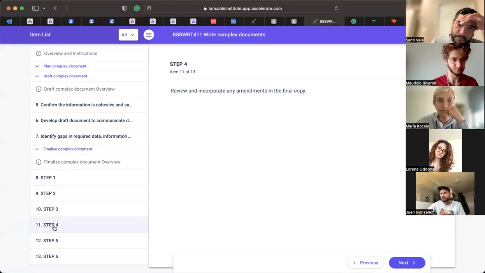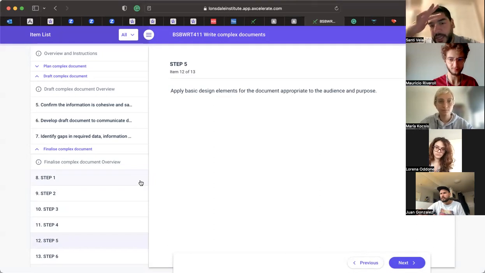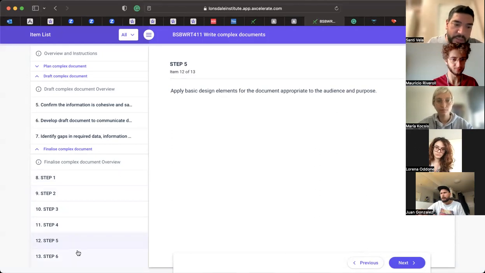Step number 4, you need to review and make the corrections and the amendments before you have the final copy. Step number 5, now you do the design. Now you add the logo. Guys, don't forget that these steps will be part of the observation assessment next class and the online quiz. So you need to write them down, because this is what really matters for our next class.